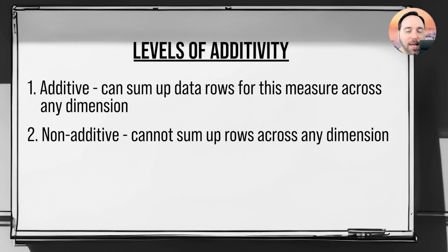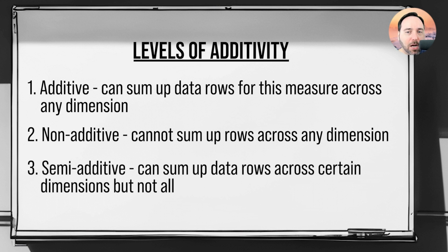For that reason, it is better to store the underlying measures and perform these calculations dynamically once you've narrowed down to the correct grain. The in-between level here is semi-additive measures. These are measures we can sum up across certain dimensions, but not all of them. For example, a bank account balance is semi-additive.